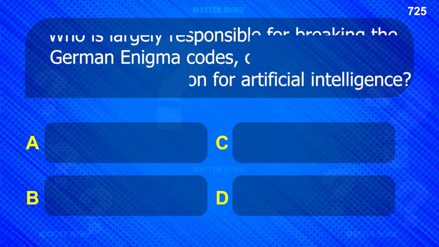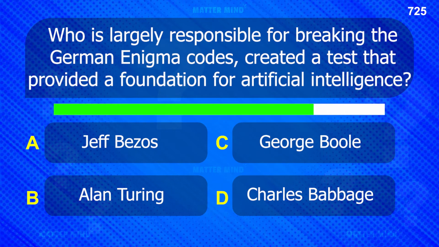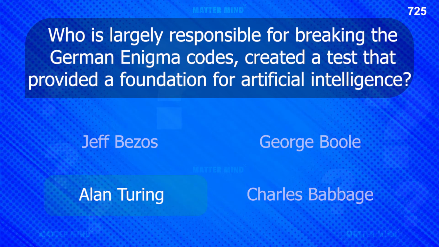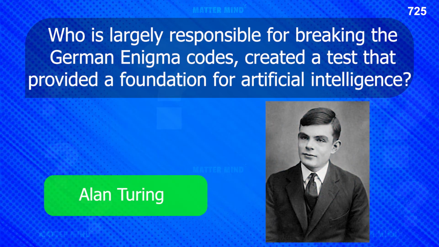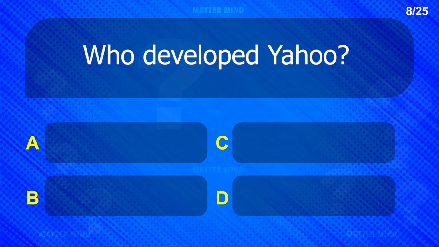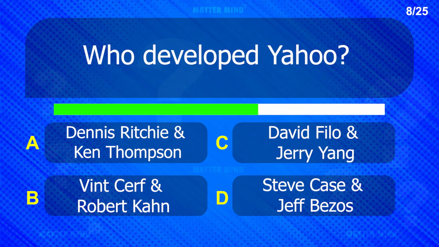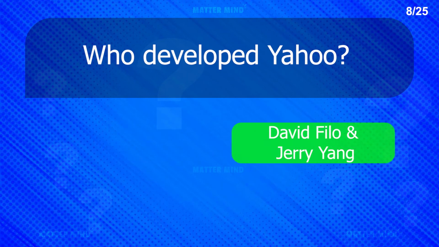Who is largely responsible for breaking the German Enigma codes and created a test that provided a foundation for artificial intelligence? Alan Turing. Who developed you? David Philo and Harry Yang.